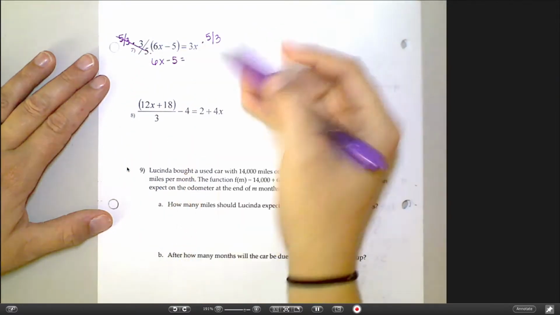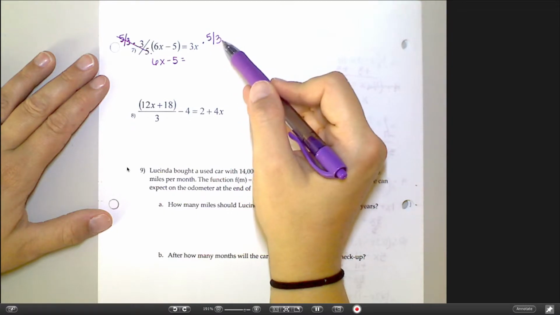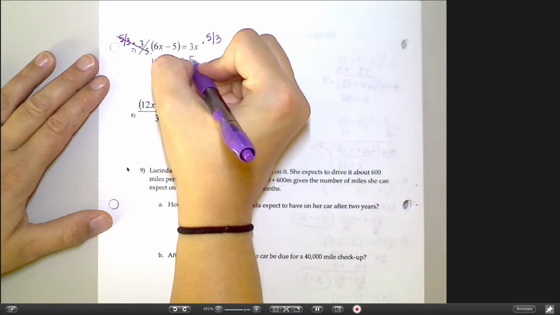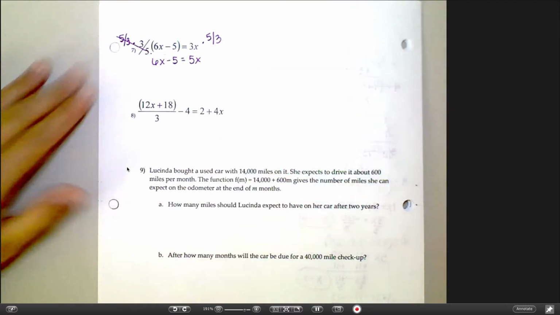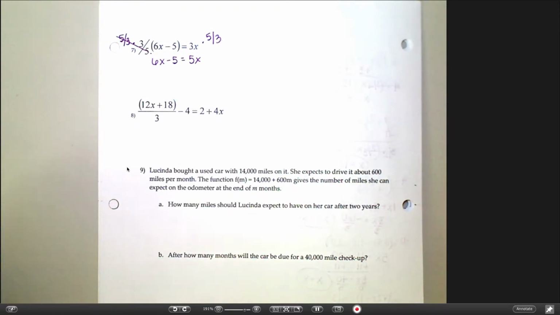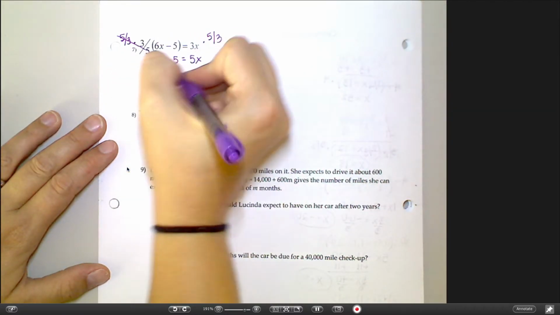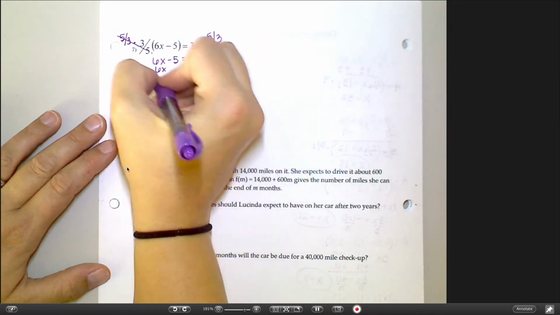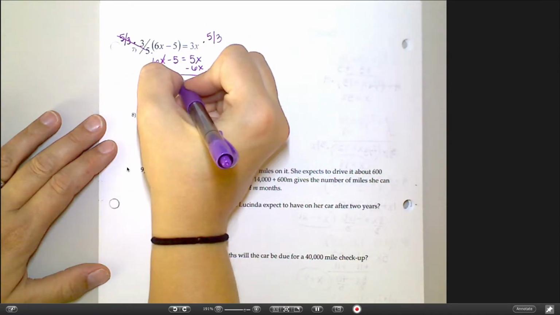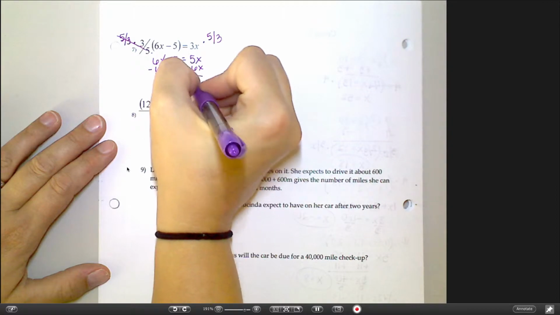Here I have to multiply. This would be 3 times 5 divided by 3, which should just equal 5. 5x, because there's an x over there. What do you want to do from here? Okay, so minus 6x on both sides, and I end up with negative 5 equals negative 1x.